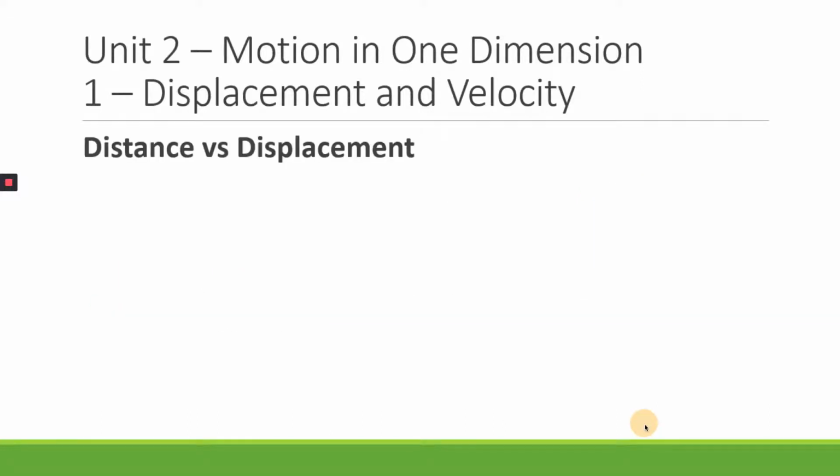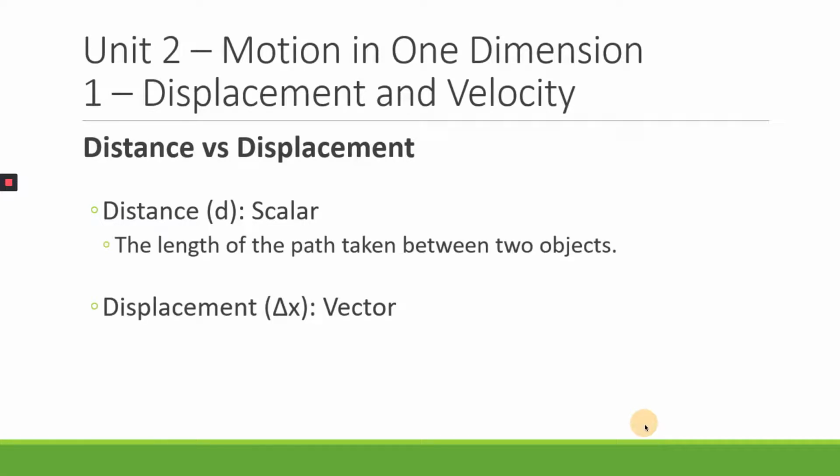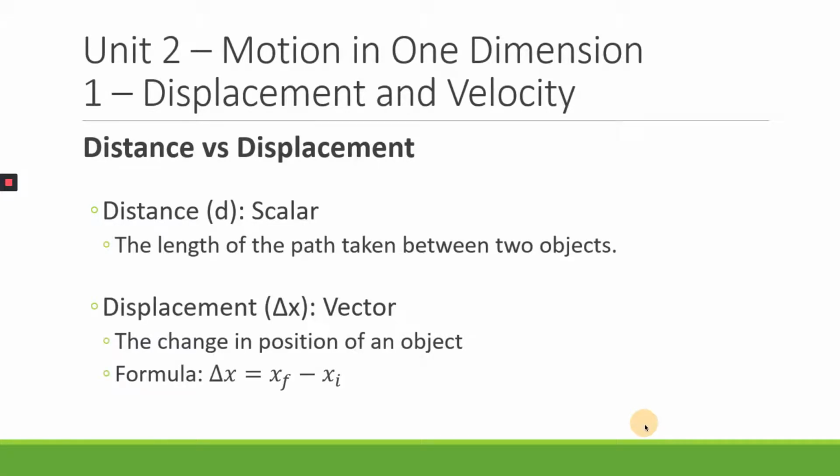All right, our first scalar and vector combo here is distance and displacement. Distance is probably what you are used to using in normal language. So that would be the 5 kilometers, the 1 mile, the 6 feet, 2 inches. Those are all distances, so they are scalar values. There is no direction involved in any of these, and that's just going to be the length of a path between two objects.